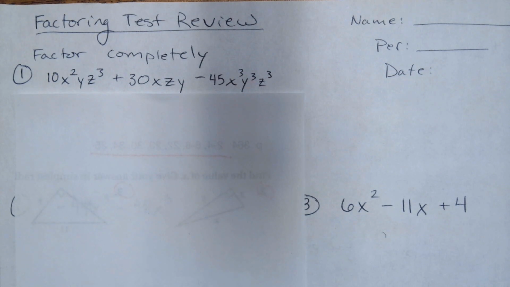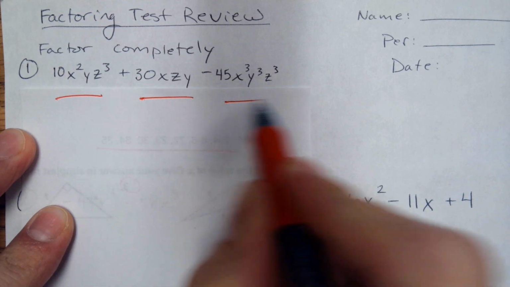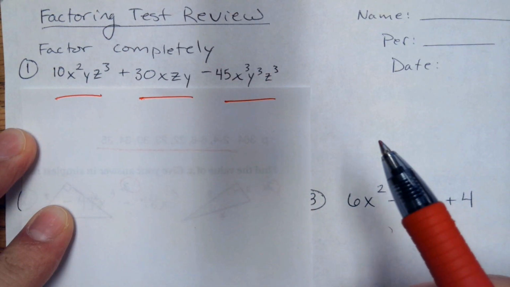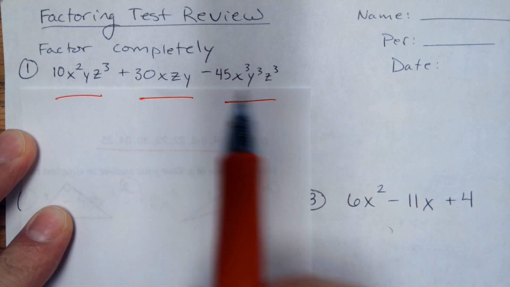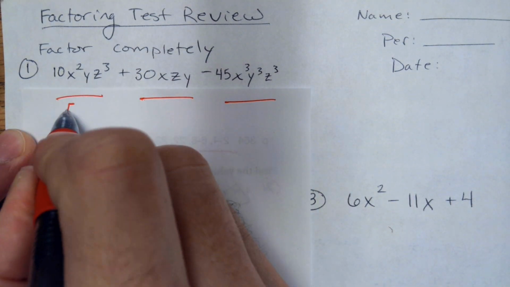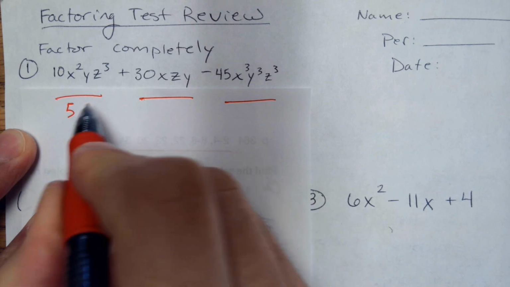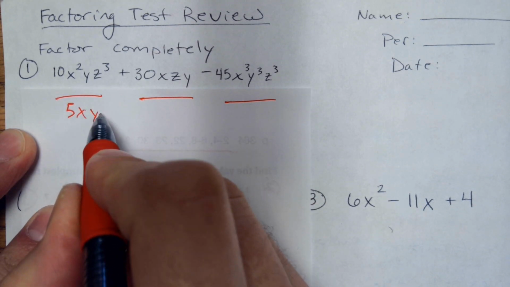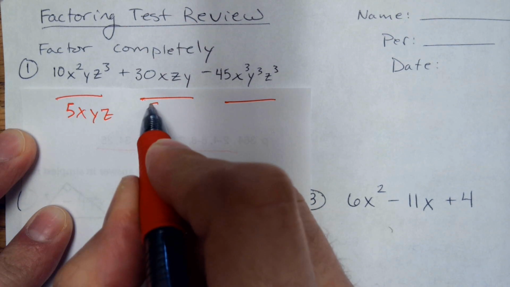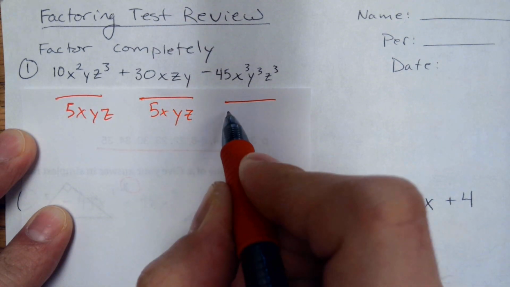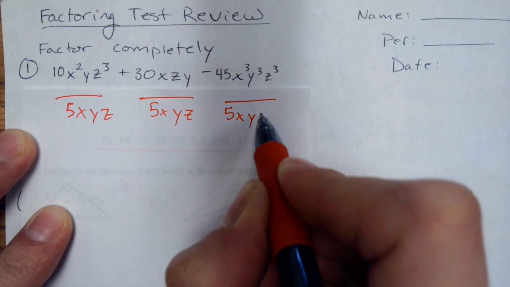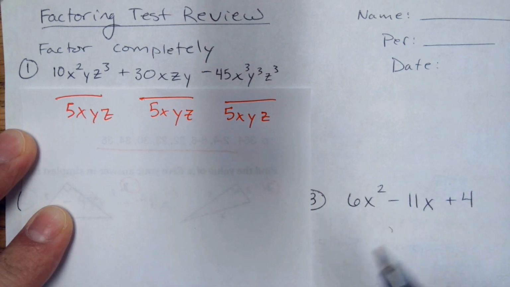Yes. So, for number one, and actually for all of these, you're trying to first factor out a greatest common factor. That's always the first thing that you try. So, on this, I can divide by 5 for the numbers. So I'm looking at these first, and then x, y, z. That's all you can do for all of them. Yeah, and then we'll see what happens after that. But I'm pretty sure this is all that you can do.